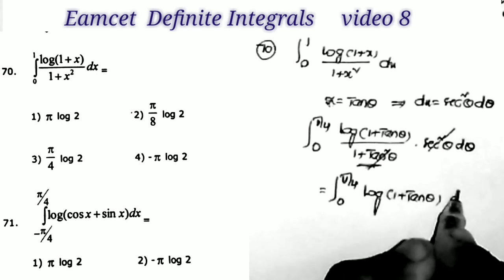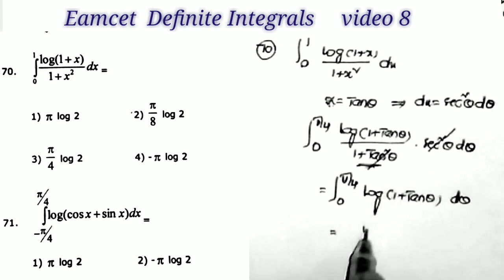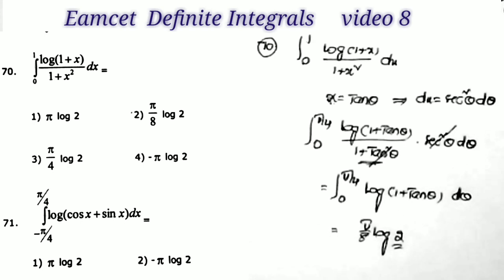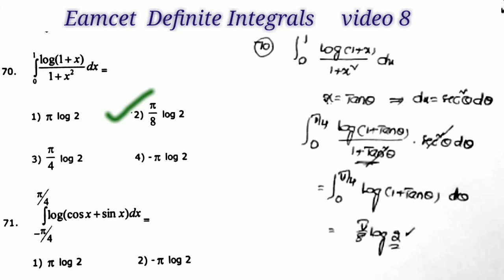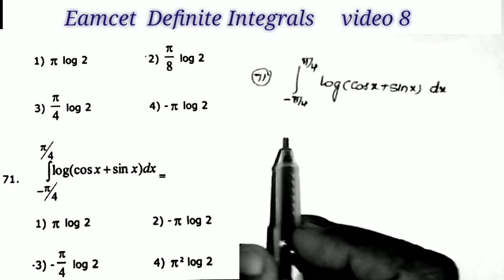Now the direct formula for this question is equal to pi by 8 log 2. Just remember this value as the formula: integral 0 to pi by 4 log of 1 plus tan theta into d theta is equal to pi by 8 log 2. That's all. And this is the second option. That's all. Next problem is number 71.